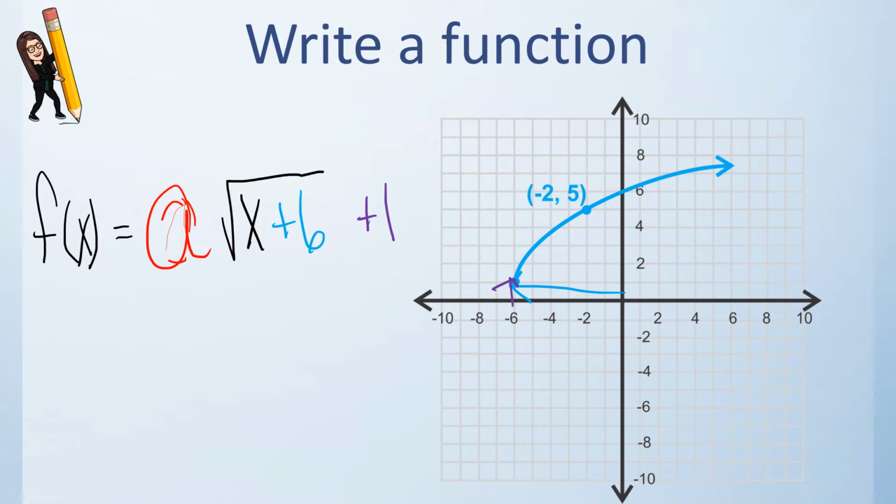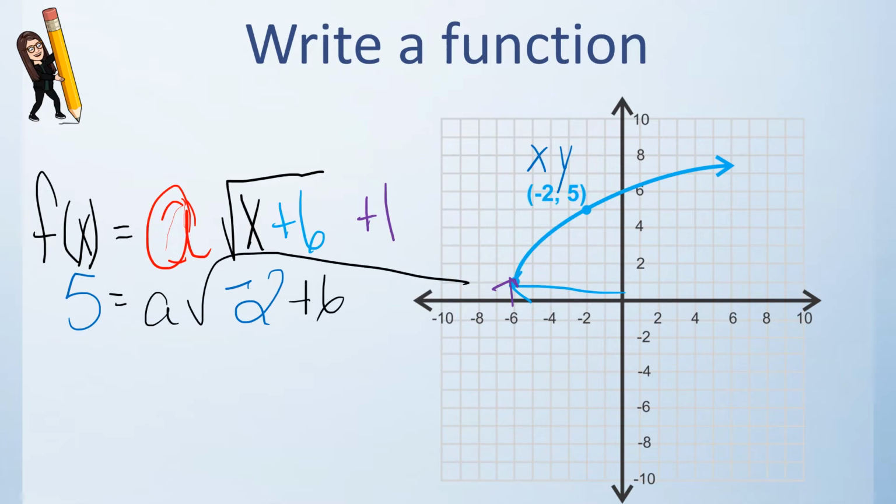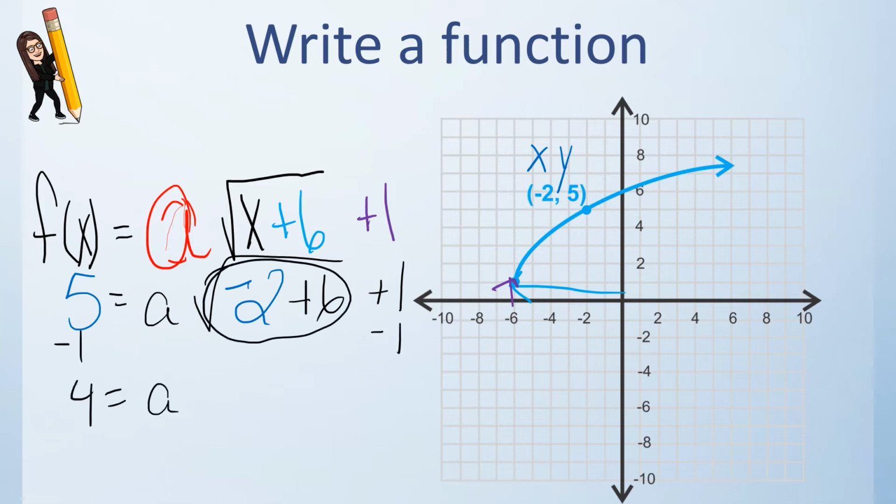So in my function, I'm going to plug in this x and y value. So 5 and -2 are going to get plugged in for my x and my y. Now we want to solve using PEMDAS, meaning we want to undo any addition or subtraction first. If I take care of the radicand, that would be square root of 4. Well, square root of 4 is 2, and the 2 and a are next to each other, so it's multiplying. So if I divide, I've got an a value of 2.